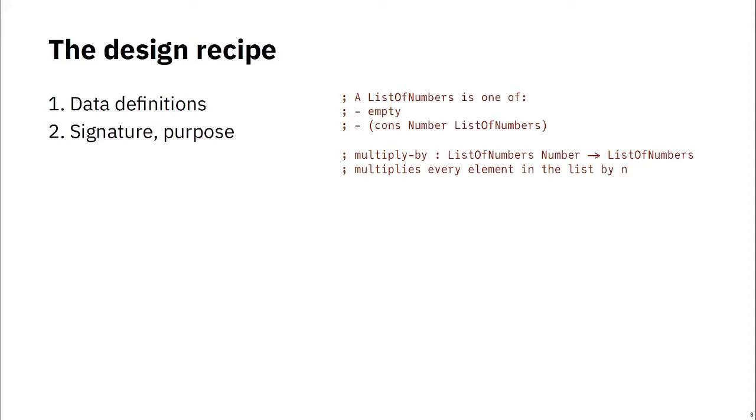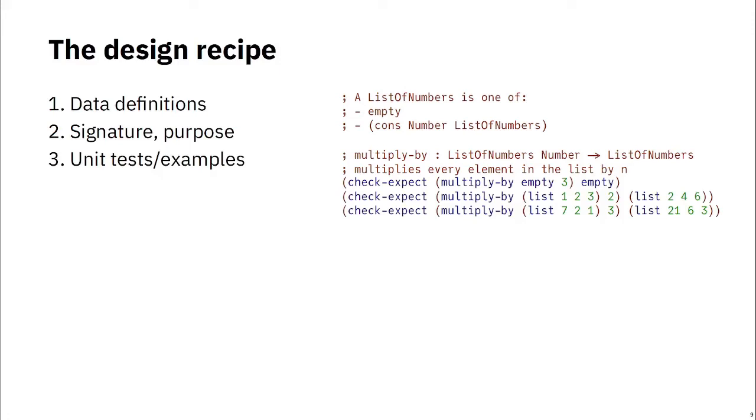Here, we are designing a function called multiply by, which takes a list of numbers and a number, and multiplies everything in that list of numbers by the number. We then write unit tests, or examples, for our function. The How to Design Programs curriculum and the Beginning Student language provides a form called check-expect, which adds integrated unit tests into the language that behave well with the DrRacket IDE. Here, we say that multiply by of empty and 3 is expected to be empty, and so on. Later on, these tests will be automated.